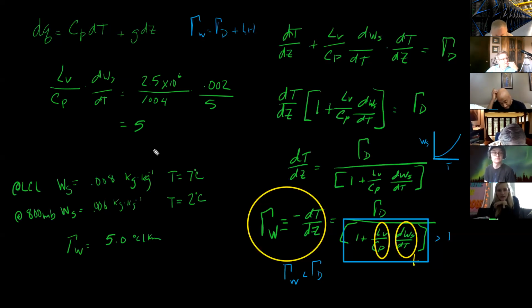Then you have to add 1 and put it over the lapse rate. You have to do 1 plus whatever that number is, divided into the lapse rate. Everybody okay with that? I think so. So just to make sure I got the formula right and to reiterate it once for memory, it's the dry adiabatic lapse rate over 1 plus LV over CP times dWS over dT. Correct.